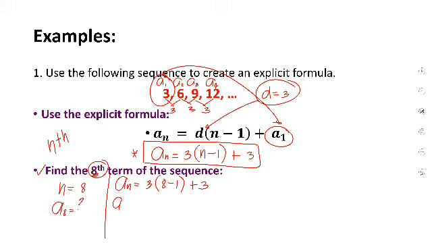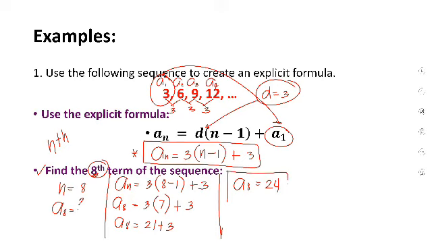So a sub 8 now is equal to 3, and then 8 minus 1 is 7, plus 3. Okay? And so a sub 8 is equal to 3 times 7, which is 21, plus 3. And so finally, a sub 8 is equal to 24. Meaning to say, if you get the 8th term, we will get 24. By adding 3 each time to get the next term, 12 plus 3 is 15, plus 3 is 18, plus 3 is 21, plus 3 is 24, which is the 8th term.